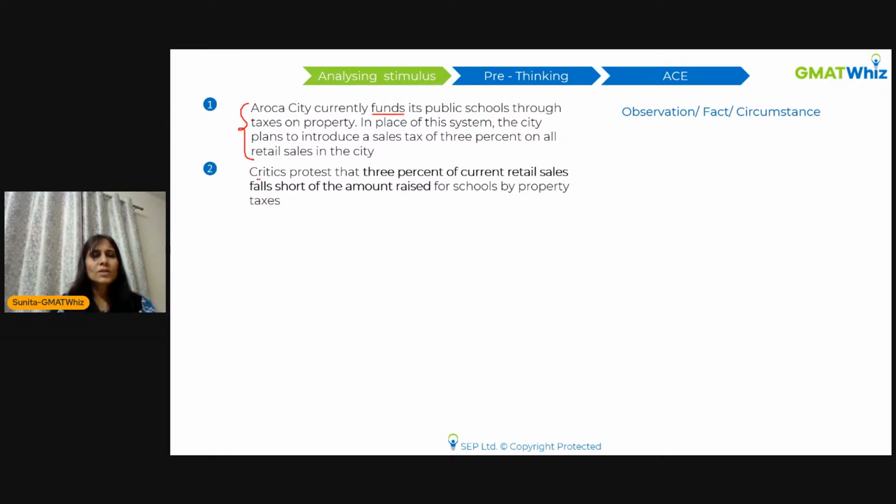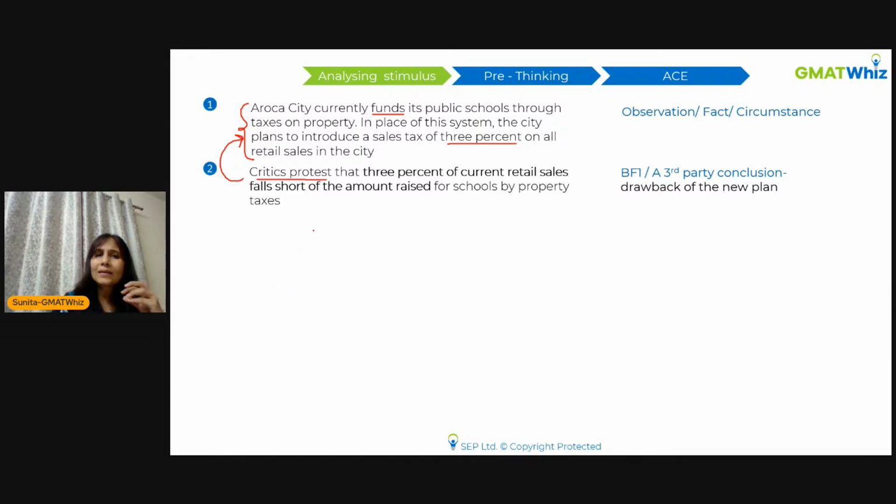Critics protest. So this here is going to be a third party's opinion, right? What is the third party saying? That 3% of current retail sales falls short of the amount raised for schools by property tax. So the critics are against this plan. They are pointing out a drawback of the plan, projecting an opposition to the plan.